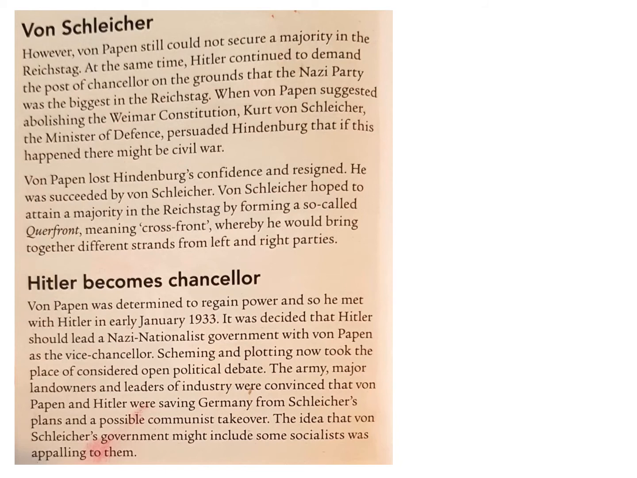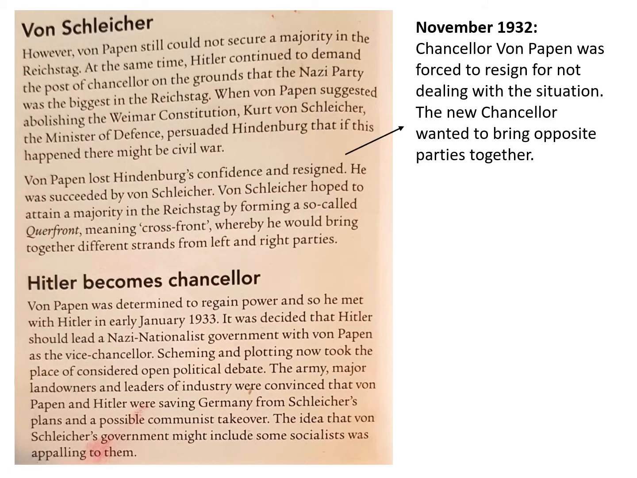Von Schleicher wants to bring all the opposite parties together in a cross front. So he could bring some people from the left and the right, and he thought they would all live together in perfect harmony. So that's like asking, you know, Jeremy Corbyn and Boris Johnson to be friends. It's not really going to happen, is it? So von Schleicher, I don't think he's going to do a particularly good job.